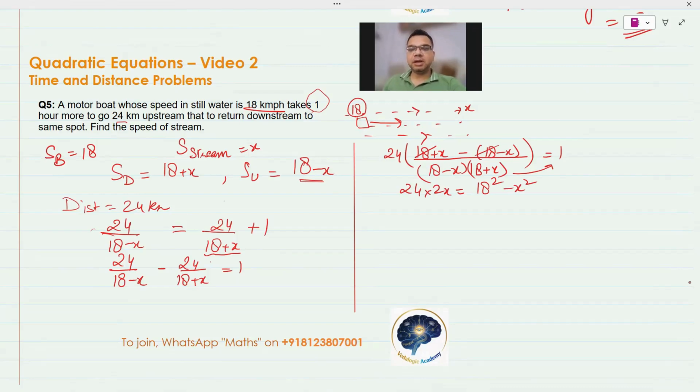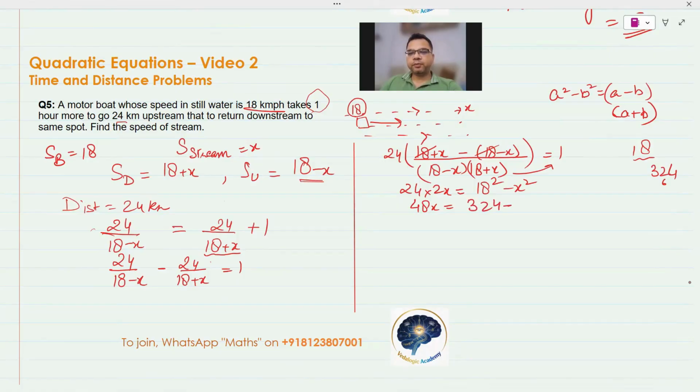So I hope this is clear, because we have here a minus b and a plus b. So let me just write it down for you. A square minus b square is a minus b into a plus b. And that's what you can see here. We have 18 minus x and 18 plus x. That's why I've written it 18 square minus x square. Now if you see, it becomes 48x equals to 18 square, so 18 square we have to find out. 8 8 is 64. 18 plus 8 is 26. 26 plus 6 is 32. So it is 324 minus x square.